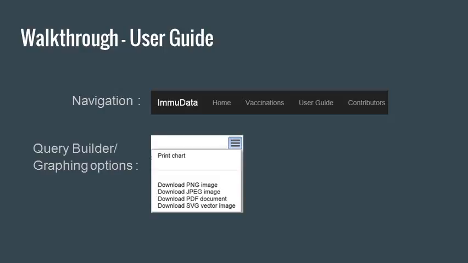The home page provides an overview of the project. The Vaccinations page displays the Query Builder interface tool, query results as described on the previous slide, and available exporting options that include printing of the chart and downloading the chart in various formats. And finally, the Contributors page lists the development team for this project.